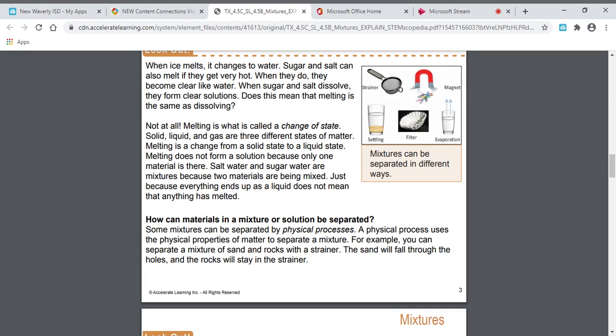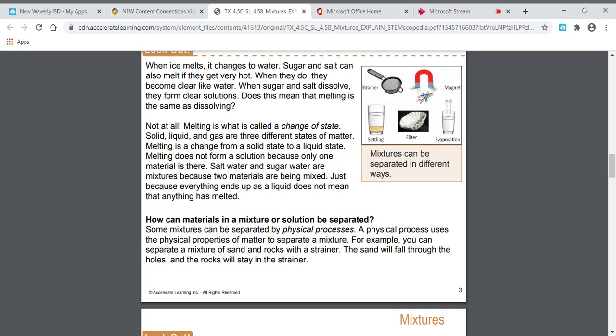When ice melts, it changes to water. Sugar and salt can also melt if they get very hot. When they do, they become clear like water. When sugar and salt dissolve, they form clear solutions. Does this mean that melting is the same as dissolving? Not at all.